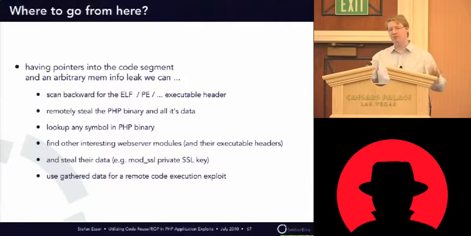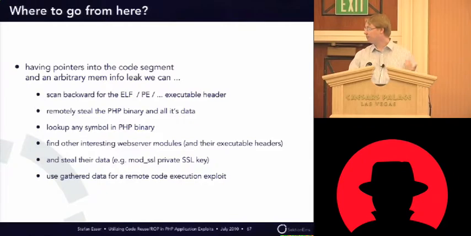And of course, when you have a binary, you can look up all the symbols in memory. You know which function of PHP is where. And you can also go through other modules. For example, PHP is linked to the Apache modules, so you can find the Apache core. And with the Apache core, you can find the other loaded Apache modules, for example mod_ssl, and from there you can steal the private SSL key from memory. But you can also use this information to create a code execution exploit. I will show you that now.